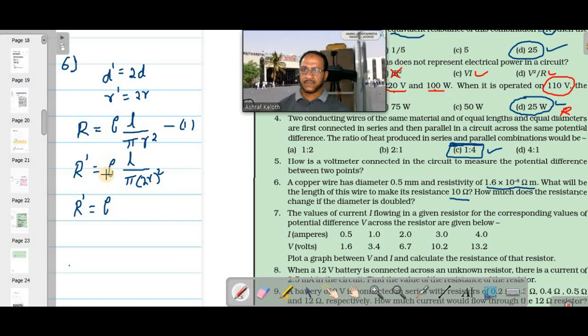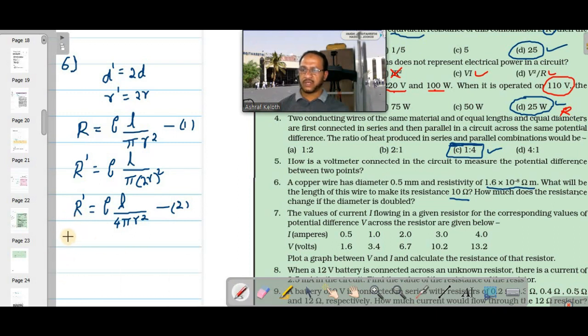R dash is equal to rho, the resistivity, is a constant. It won't change. It is constant for a material. By length or thickness, the resistivity will not change. So rho will remain constant, same rho. Length also is the same here. Only the diameter is doubled, so the radius also is doubled. So I can write here 4 pi R square. This I will take as equation number 2.